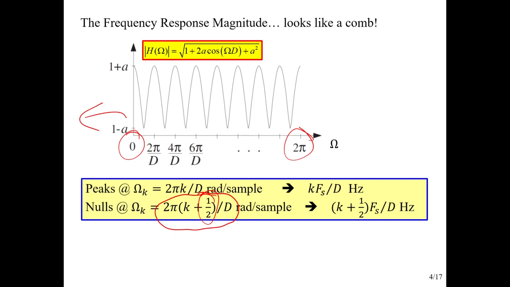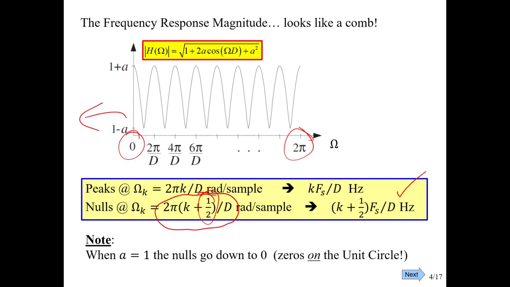And if we convert that into hertz, we get something that looks like that. So now we know exactly where those peaks and nulls lie. It's not a super important thing, but it helps to understand how these filters work. And if we let a be equal to 1, then these nulls are going to go all the way down to 0. So they would be actual zeros on the unit circle. That's why we would have those.